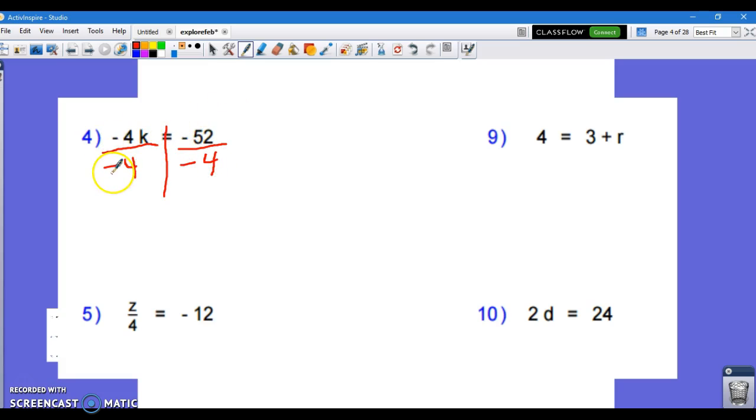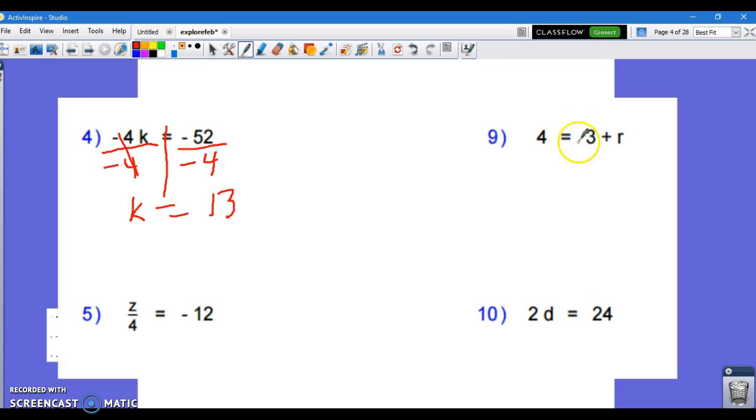Okay? So a -4 divided by -4 is going to give me a 1, basically canceling this out, leaving me K. -4 will go into 52 13 times, and it's going to be a positive 13 simply because a negative divided by a negative is a positive.